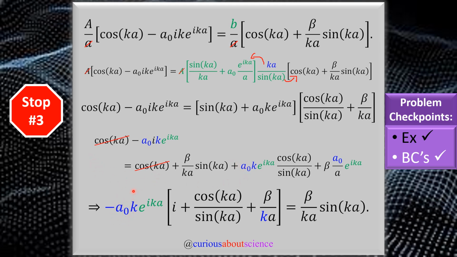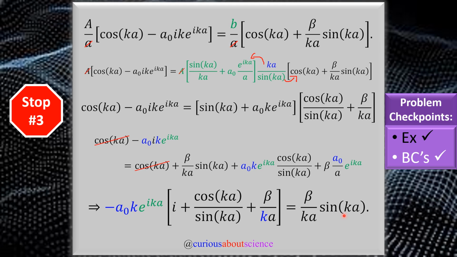They all have an A0, they all have a k and they all have an exponential, and thus we get an I from this one left here. We get the cosine sine here, and we get the beta alpha, or the beta over a, and then we force a k in there. And of course, that's all equal to our lonely sine of Ka over here.